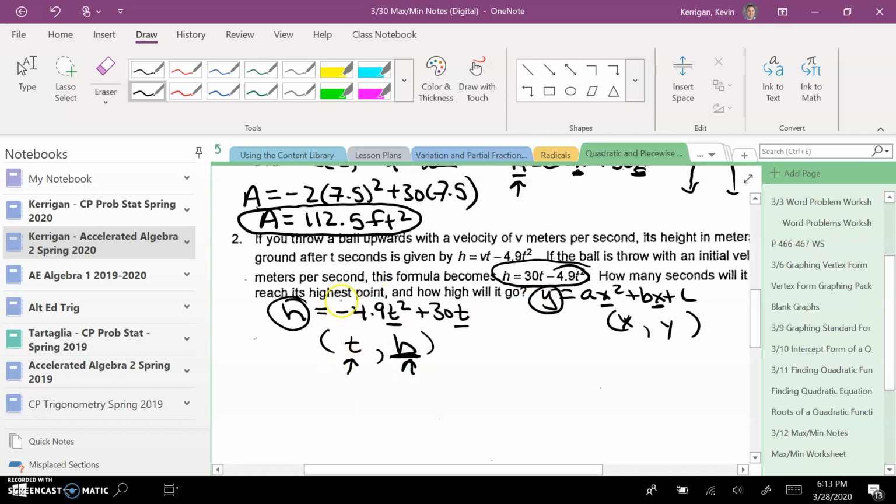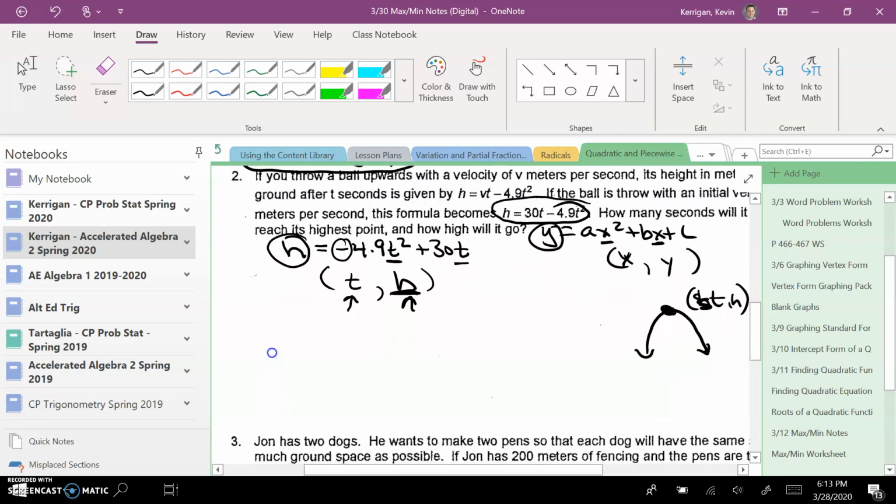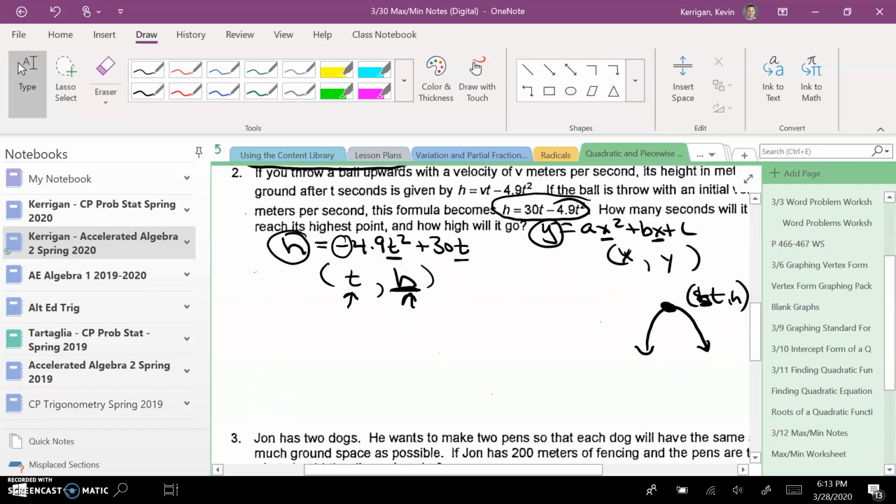So here, notice that my a value is negative, so my t comma h, in this case, is going to give me the maximum point on this particular graph. So here, if I do that, again, it's all just what's the opposite of b over 2a. So this is going to give me -30 over 2 times -4.9.